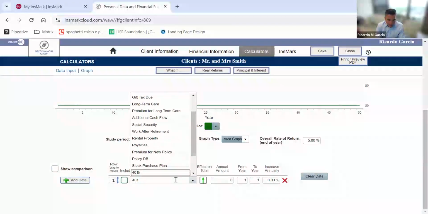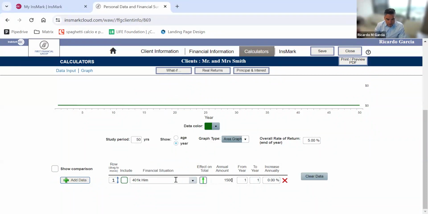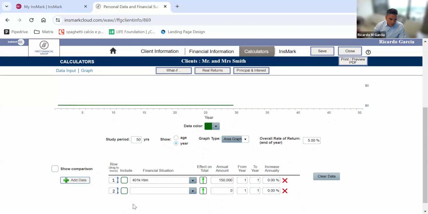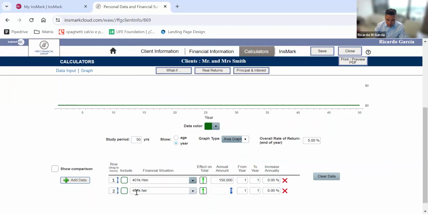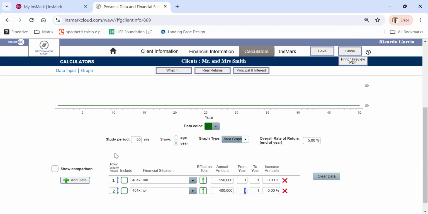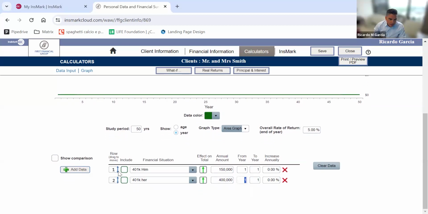So let's say 401k, him. He's got $150,000. Oops, that's $1 million. And then we're going to add another data point, 401k, her. She's got $400,000. At this point, we explain to the clients.